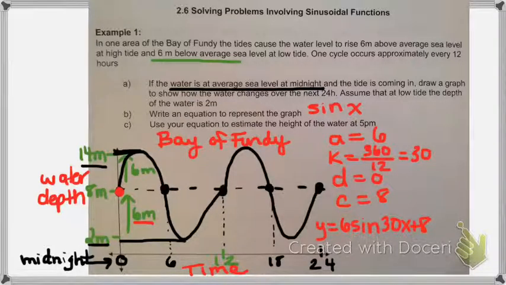Now for C, I'm just going to go to a new slide. For C, it asks us to use the equation to estimate the height of the water at 5 p.m. Okay, so here's the problem. Our x-axis is not given in terms of time of the day. It tells us how many hours have passed since midnight. So you're going to ask yourself, at 5 o'clock p.m., how many hours have passed since midnight? Well, that is going to be 17. And so we're going to use 17 as our input. 17 is going to be the x value.